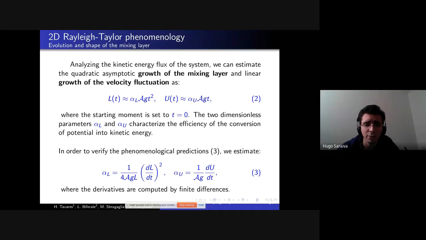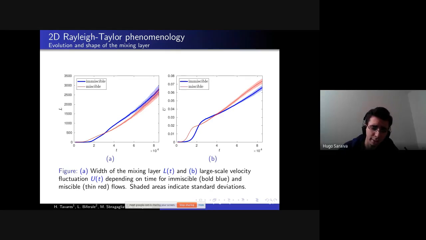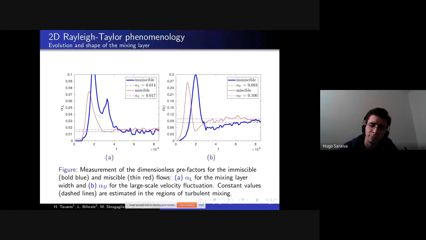Numerically, we try to verify the alpha coefficients. If you see that it's possible to have a well-defined alpha coefficient, then we have a verification of these predictions. These are the pure measurements, and we see in picture A, measurements for the mixing layer, miscible and immiscible. Picture B, measurements for typical velocity, miscible and immiscible, and the measurements of the alpha coefficients for miscible and immiscible. In picture A, alpha coefficient for the mixing layer, and picture B, alpha coefficient for typical velocity. And we see a relatively good agreement, and also not a significant difference between miscible and immiscible.